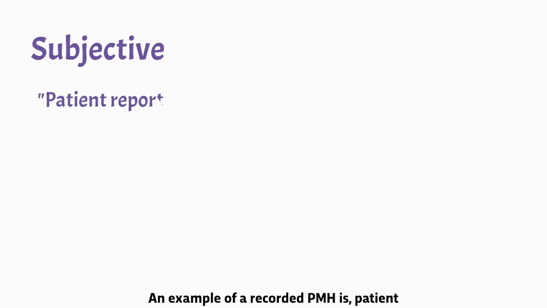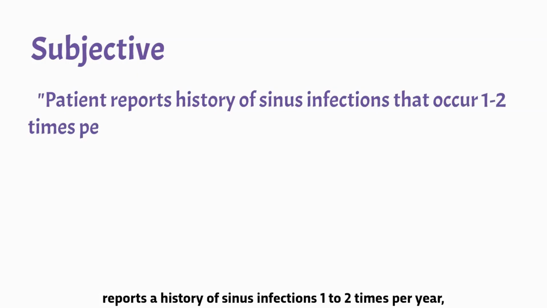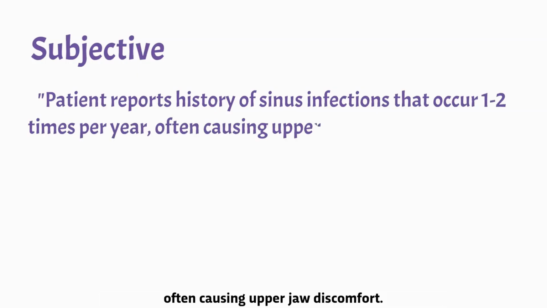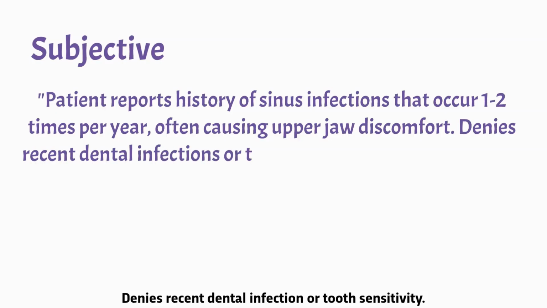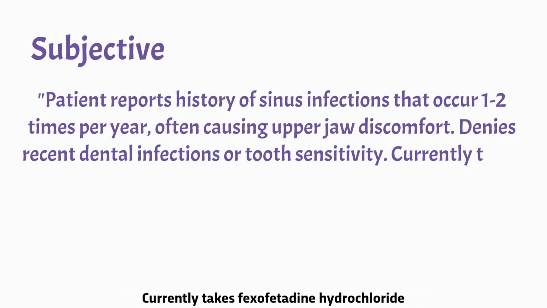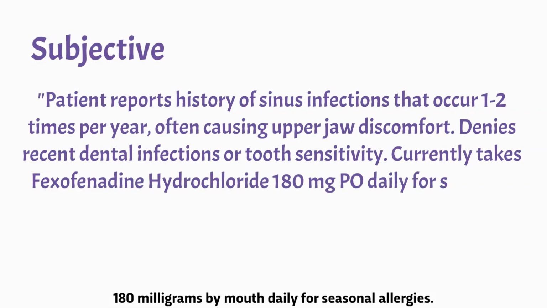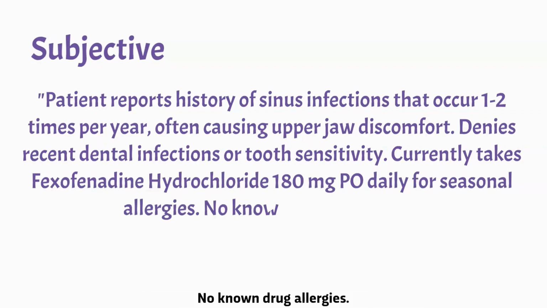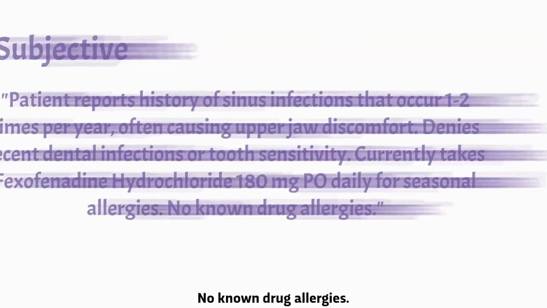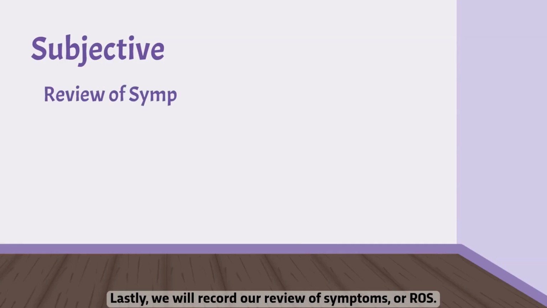An example of a recorded PMH is, patient reports a history of sinus infections 1 to 2 times per year, often causing upper jaw discomfort. Denies recent dental infection or tooth sensitivity. Currently takes fexofenadine hydrochloride 180 milligrams by mouth daily for seasonal allergies. No known drug allergies.